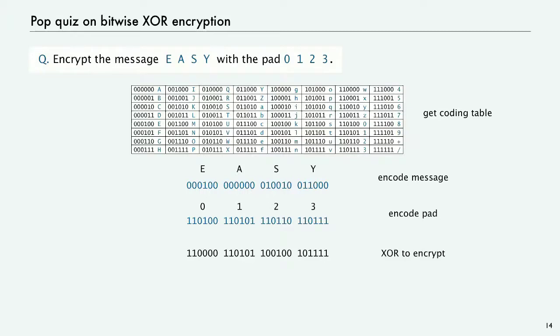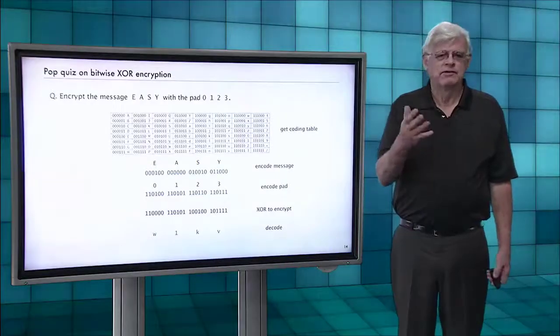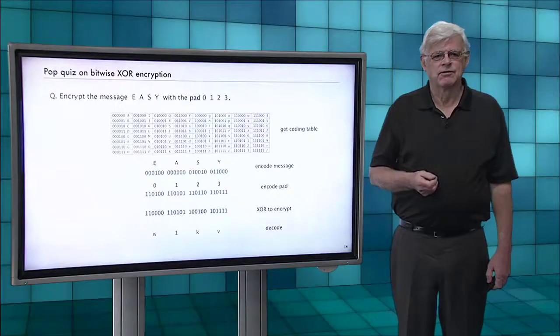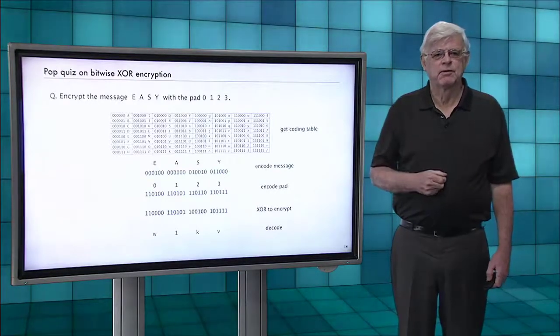Notice in this case that since the letter A is all zeros, the exclusive OR of that with 1 gives the same result, 1. And then decode, again using the table, and that's the encryption with the one-time pad. So it's worthwhile to try other examples from the book site or just make them up on your own.